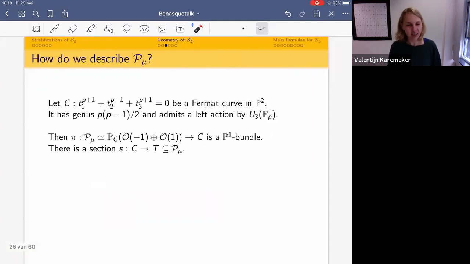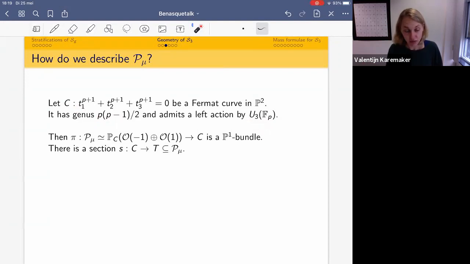And here we finally have a curve over a finite field. So let's see the Fermat curve over Fp given by this equation over here. So it's a Fermat curve in P2. And we know a lot about this curve. We know its zeta function, so we know the number of points that it has over Fp and over all the extensions. We also know its genus, p minus 1 over 2. And we know that the points admit a left action by this unitary group, U3 over Fp squared.